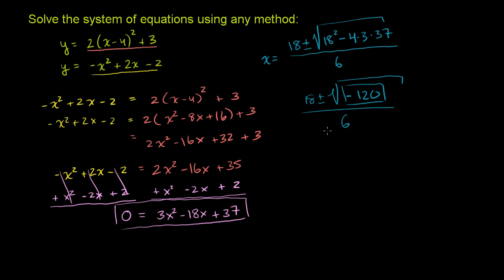Now, if we're dealing with real numbers, there is no square root of negative 120. So there is no solution to this quadratic equation. And if we wanted to, we could have just looked at the discriminant. The discriminant is this part, b squared minus 4ac. We see the discriminant is negative. There's no solution, which means that these two equations never intersect. There is no solution to the system. There are no x values that when you put into both of these equations give you the exact same y value. Now let's think a little bit about why that happened.